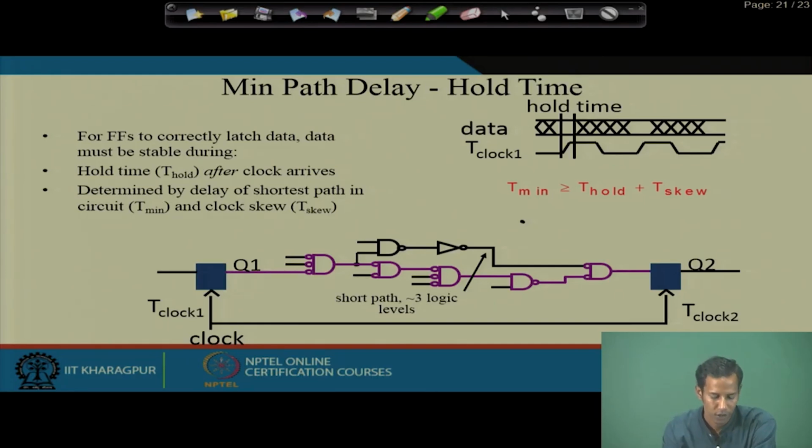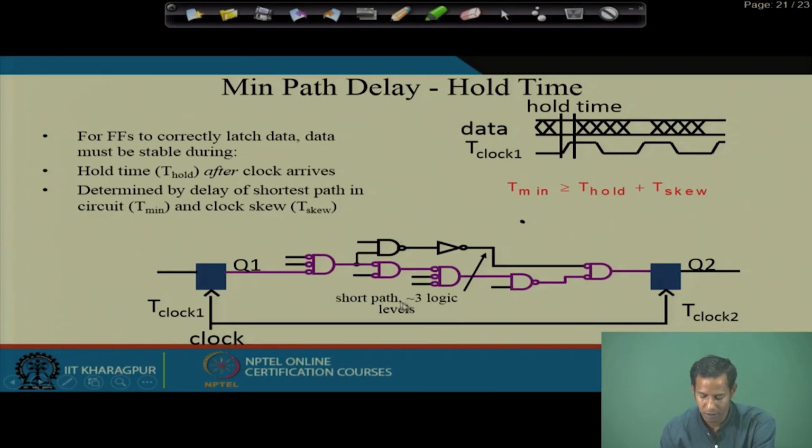Okay. So here you see hold time after the clock edge arrives, and it is determined by the delay of the shortest path in the circuit and the clock skew. So the T minimum is T hold plus T skew. This is the minimum timing requirement: if the data appears before this, the circuit will not work perfectly fine.